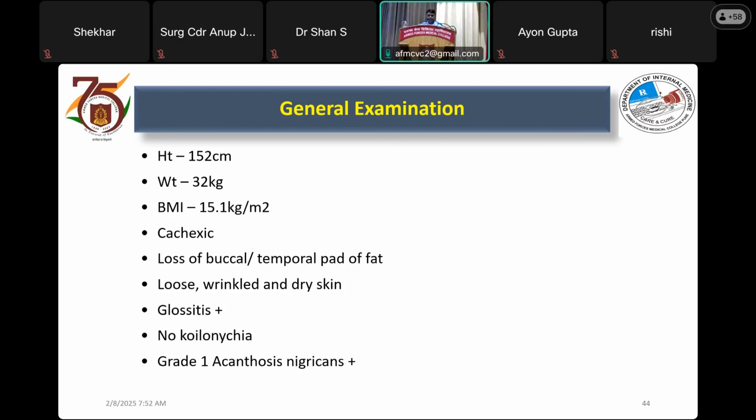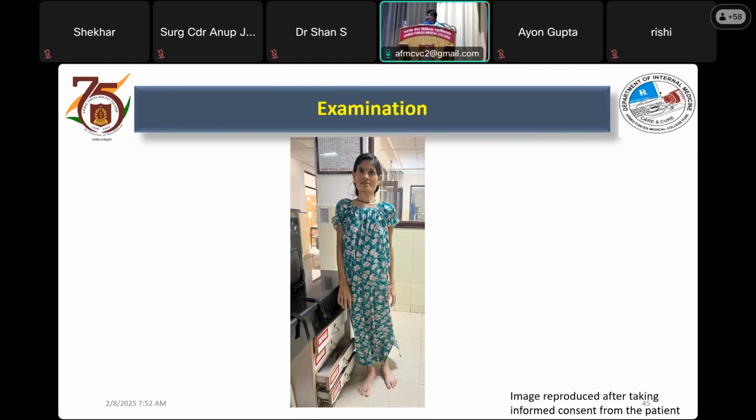She was cachexic with loss of buccal and temporal pad of fat. Her skin was loose, wrinkled and dry. She had glossitis with grade 1 acanthosis nigricans. There was no koilonychia. This is an image of the patient when she presented to the hospital. What is acanthosis nigricans, and what does it signify?